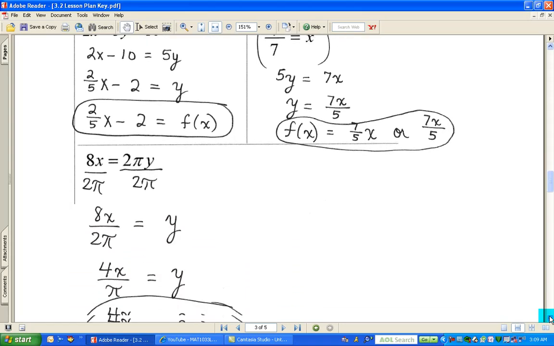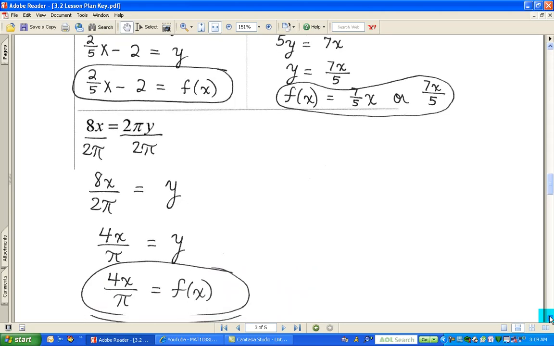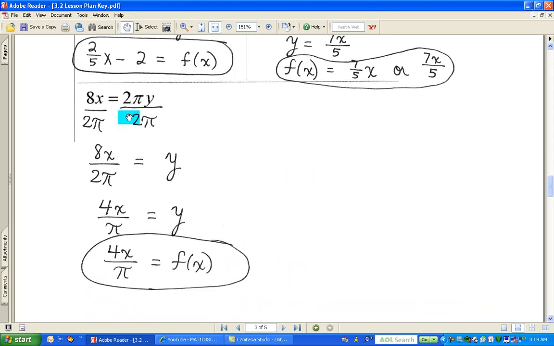Alright, our last question that asks us to express something in functional notation. The equation started off as 8x equals 2 pi y. In order to get y alone, we needed to divide both sides of the equation by 2 pi. Remember, an equation is a balance. What you do to the right-hand side, you do to the left-hand side. Otherwise, you're completely throwing off the balance. Okay, on the right-hand side, we get y. On the left-hand side, I have 8x divided by 2 pi.